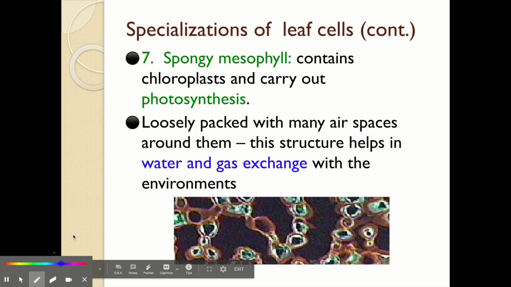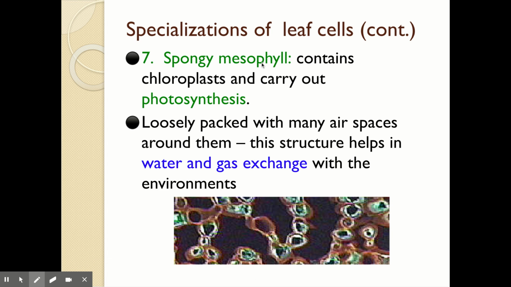So now we have our spongy mesophyll. Basically this is right underneath your palisade. This has a lot of air pockets in it. That's why we think about it like a sponge. You can actually see the air pockets in here. Photosynthesis does occur in here. It's just not the main part where photosynthesis occurs. It does contain chloroplasts, which is why it can actually carry out photosynthesis.